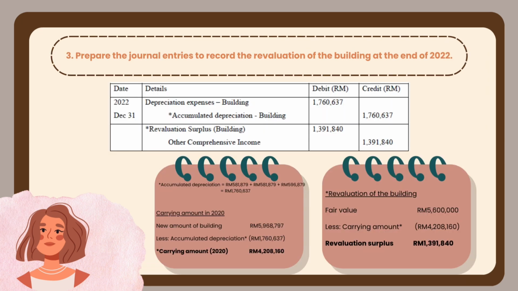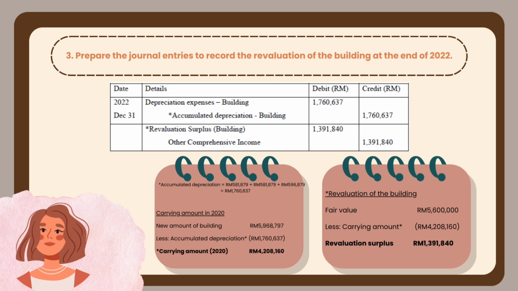596,879 ringgit. Next, we have to prepare the journal entries to record the revaluation of the building at the end of 2022. First, we have to find the accumulated depreciation of the building. This is by adding up all of the depreciation expense of 2018, 2019, and 2020. Then, we can prepare the journal entries of debit depreciation expense and credit accumulated depreciation. And the amount is 1,760,637 ringgit.